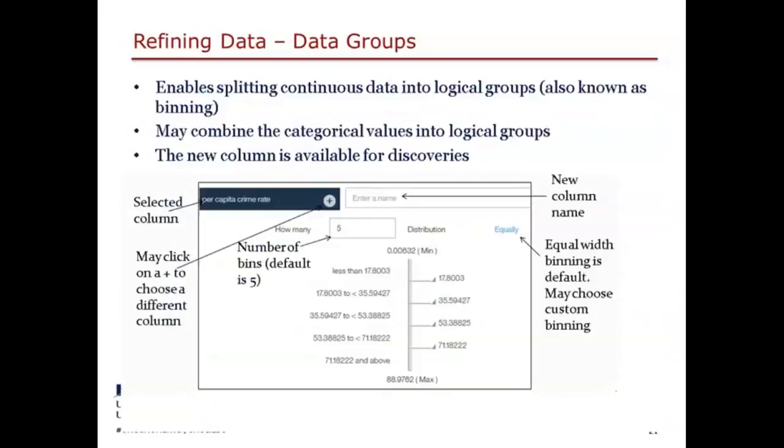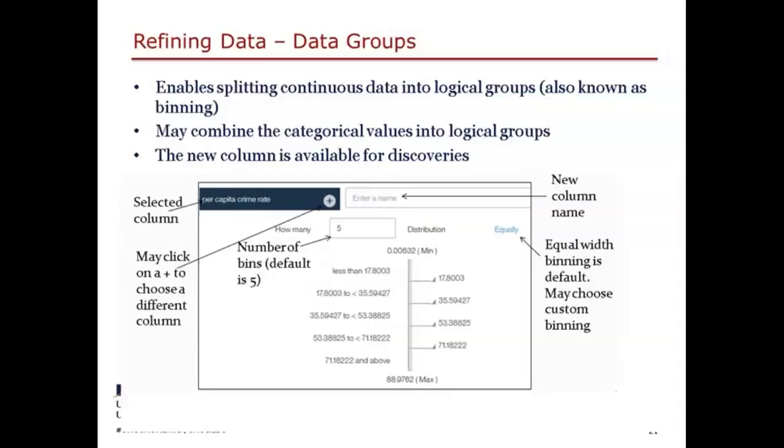Now, here, refining the data groups. So this is the data groups. Remember, this is also called binning. And by default, the number of bins is 5, but I can always change it. And it's doing equal width by default, but I can change it. I can change the boundaries, right? But this is the default.